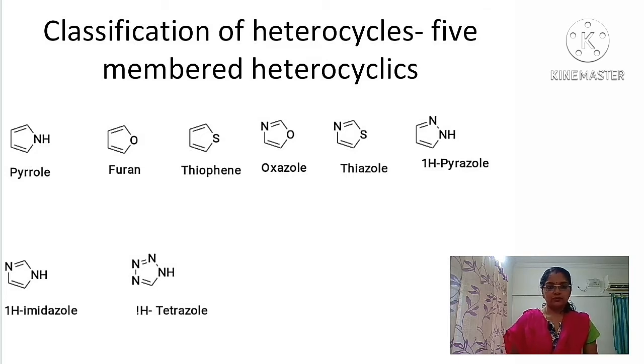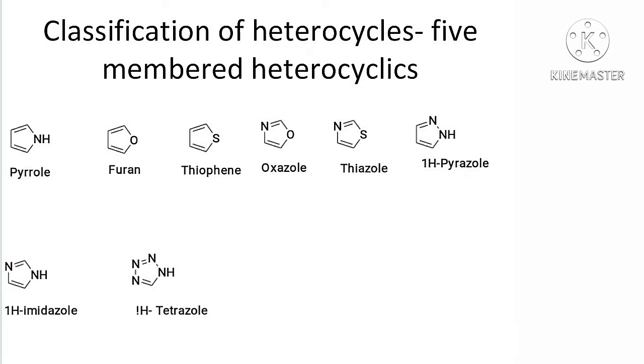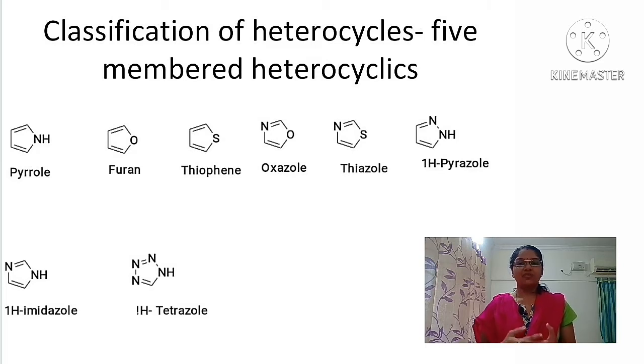The next compound is thiophene. Thiophene is also a 5-membered ring containing sulfur as the heteroatom, with an unshared pair of electrons. Now let us consider the 5-membered heterocycles containing more than one heteroatom. In that, the main example is oxazole. Oxazole contains nitrogen and oxygen as the heteroatoms.